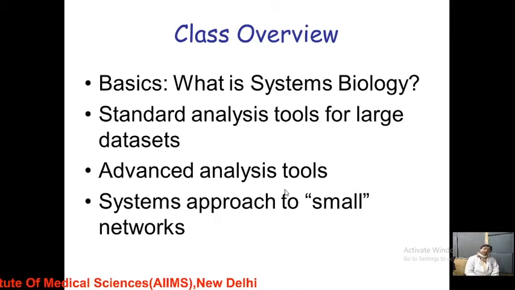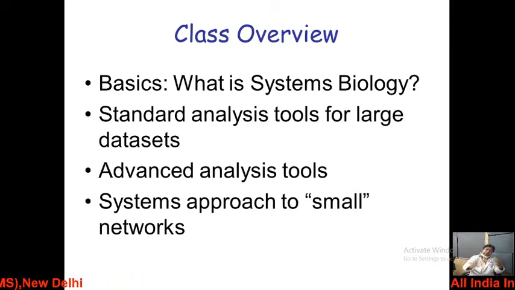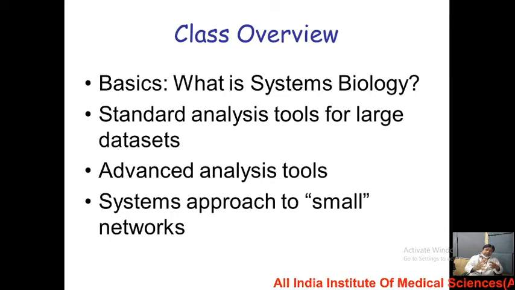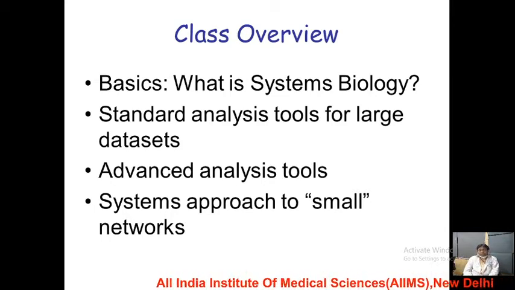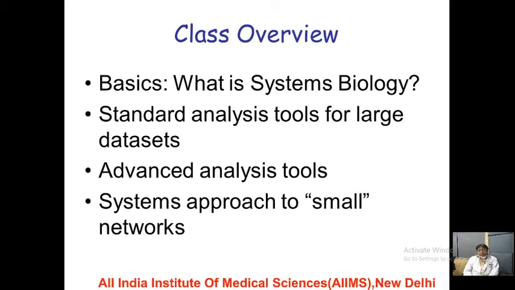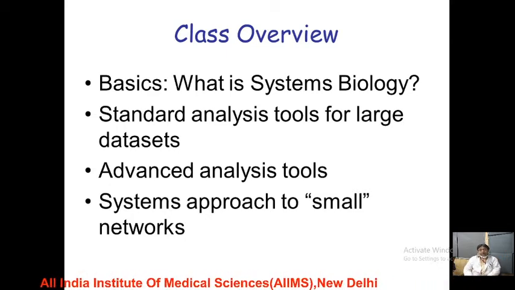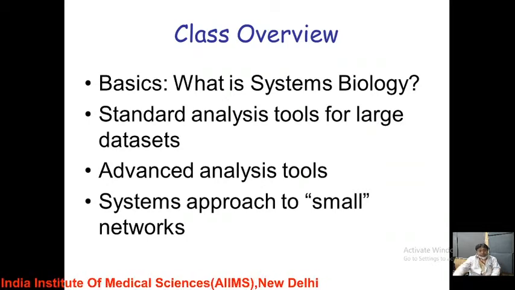Like in the first class, if you remember, I told you that systems biology is actually an integration of computational biology, mathematics, physical sciences, of course biology, and a lot of statistics. So it is a multi-dimensional approach where we use so many different analytical tools to address our problem. So it definitely needs advanced analytical tools.